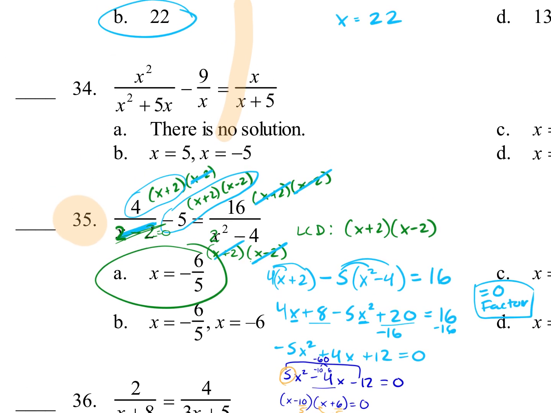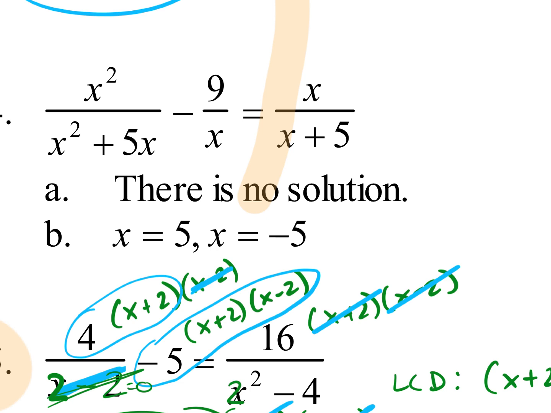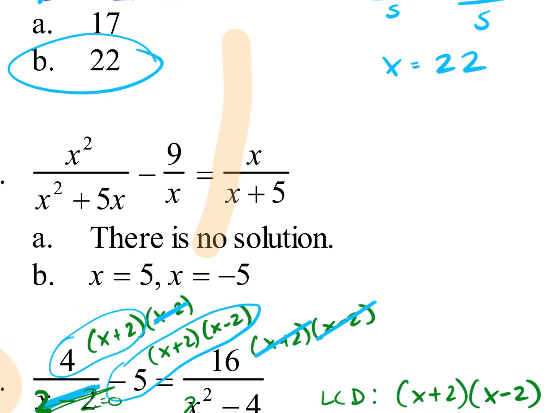So 34 is kind of the same. We want to find our least common denominator. So let's factor our denominators. We have x times x plus 5, then x in the other one, and then x plus 5. So our least common denominator would be x times x plus 5. So we're multiplying everything times x and x plus 5, but if it's already in the denominator, we can cancel it out.